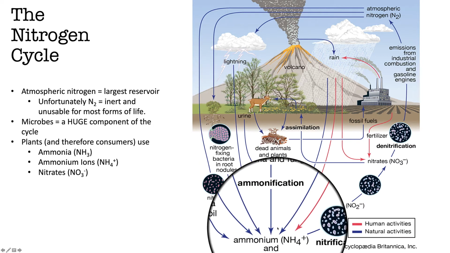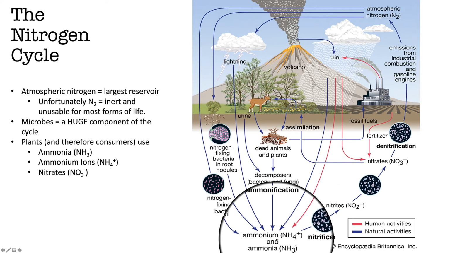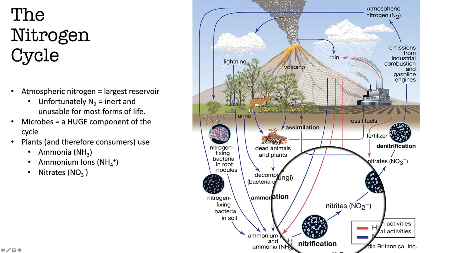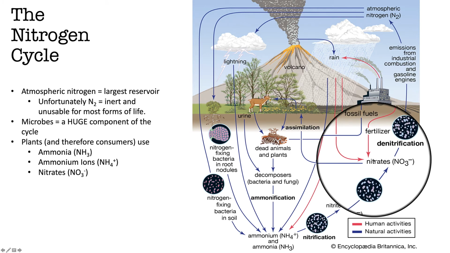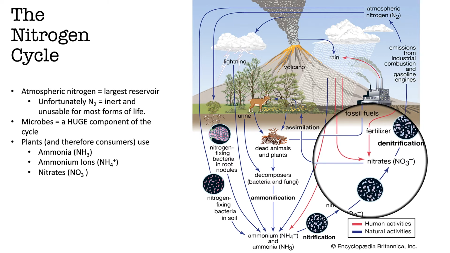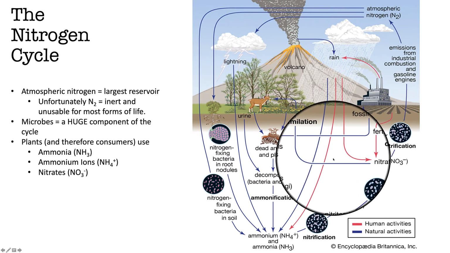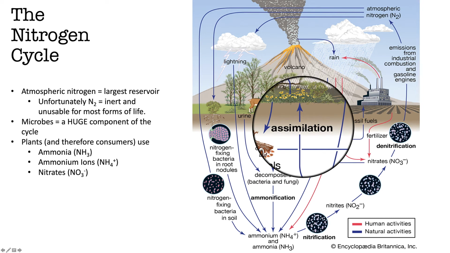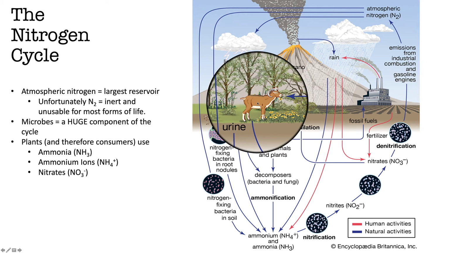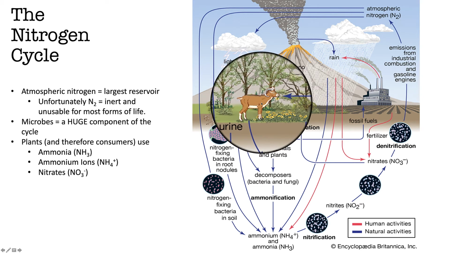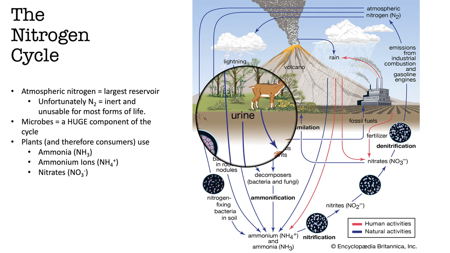Now, you get nitrification going on also with microbes, and that gives you nitrites, which aren't usable yet. But then, with further interaction from microbes, you have nitrates, and that's the good stuff. That's what plants need. That's the fertilizer. At this point we go up to assimilation, where it's just drawn in by the plants and stored in their tissues. It can be eaten by another animal, or the plant can die and decompose. That animal can die, decompose, or produce waste, specifically urine.